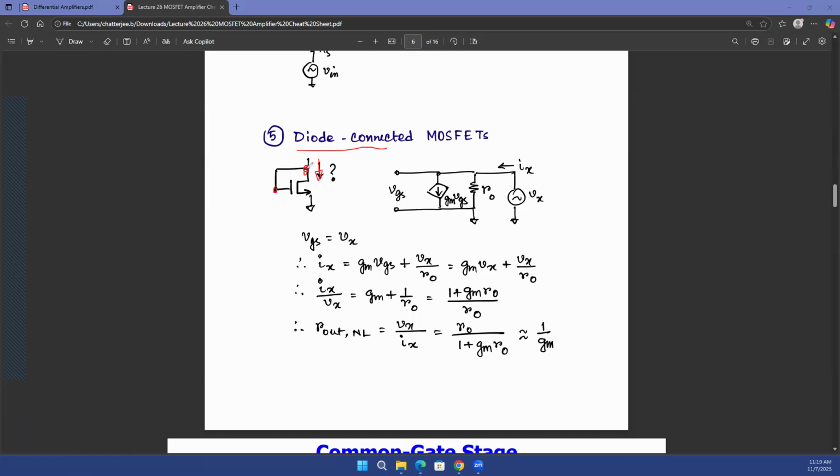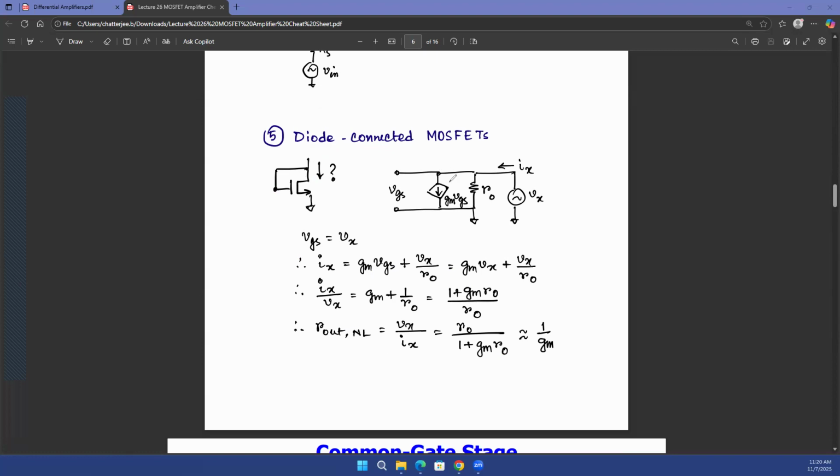If the terminal that you're shorting with the gate is at a higher voltage, current will flow from the higher voltage to the lower voltage. If the opposite terminal is at a higher voltage, that terminal becomes the drain, so gate and source are actually connected in that case. So if this is positive and this is negative, and you're trying to make current flow in the other direction, that will not happen, because gate and source are connected together, and if VGS is 0, the transistor is not on. That's why we call it a diode connected MOSFET: current only flows in one direction and not in the other direction.